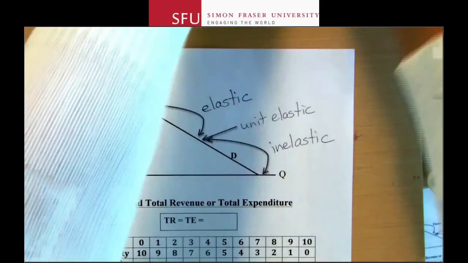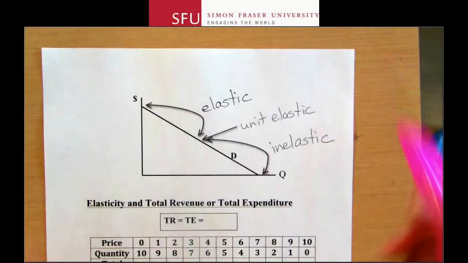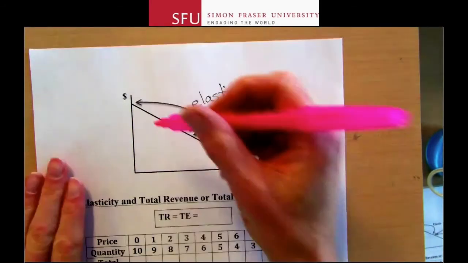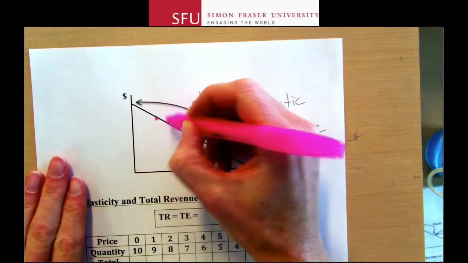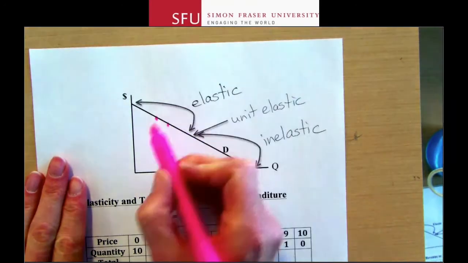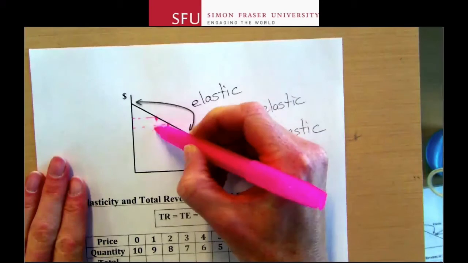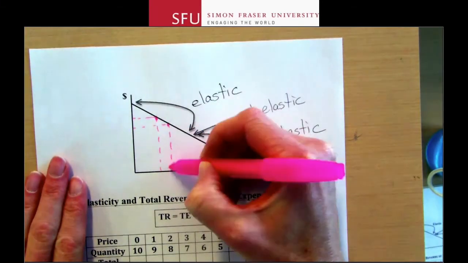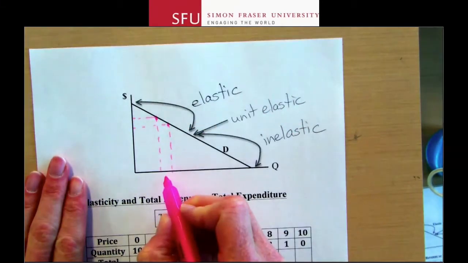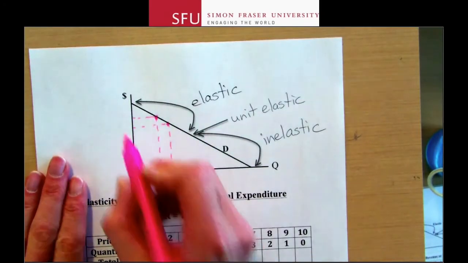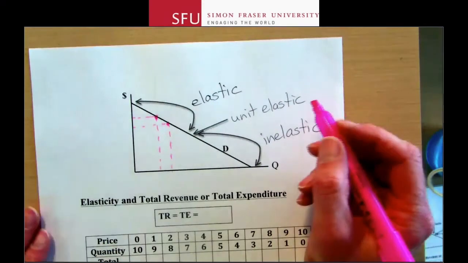And with the price elasticity of demand, what we're calculating, between 2 points on a demand curve, is the percent change in quantity versus the percent change in price. So we would calculate between these 2 points: percent change in quantity over percent change in price.